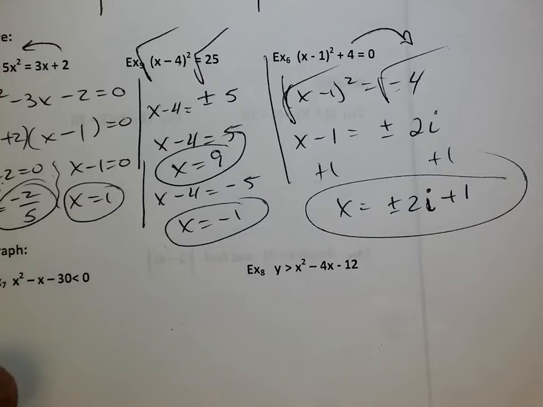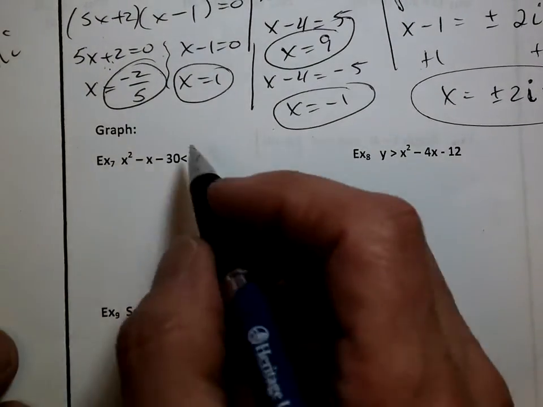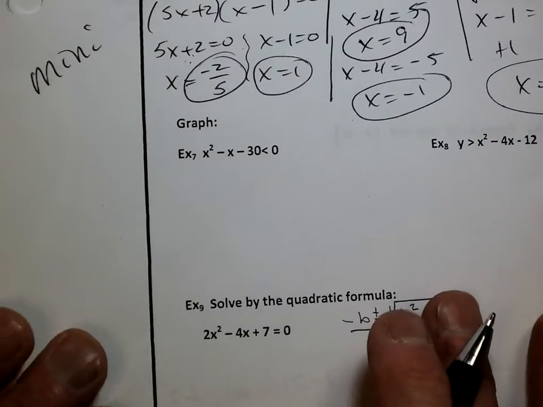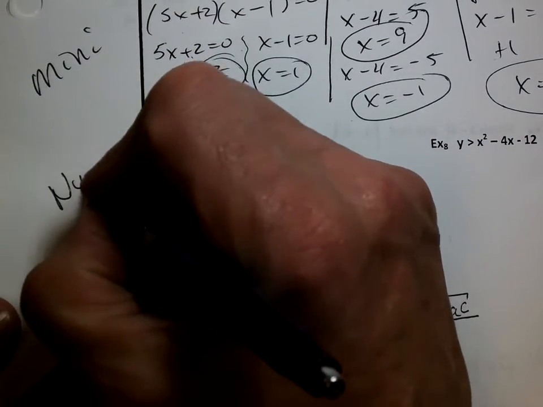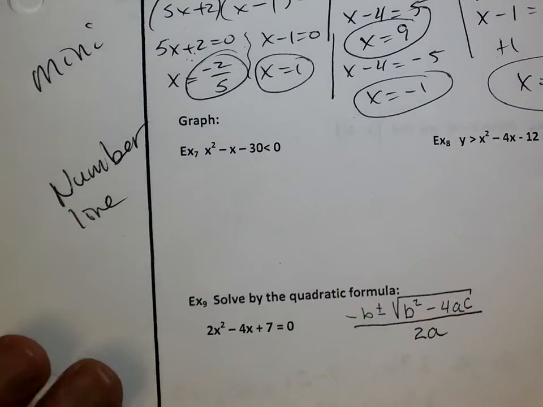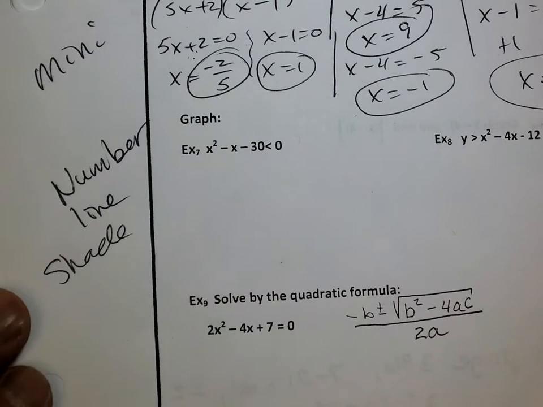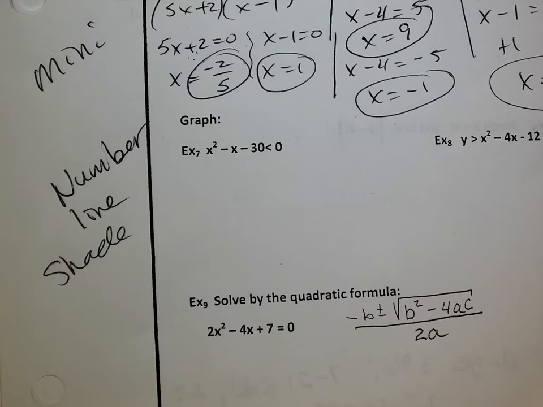All right. Example 7. We're going to graph. This one we're going to do on a number line. This one's definitely going to be a number line. We're going to shade on the number line. So the first thing we're going to need is border points. And you're right, we shade in between, because it's less than. You're totally right. Hard to read your mind sometimes, huh?